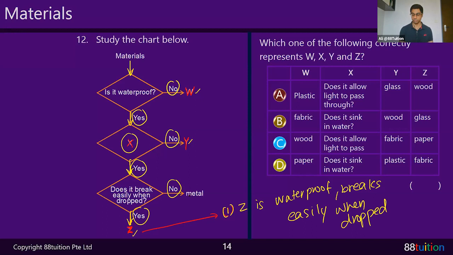So let's go to Z straight away. Go to the answers and focus on Z only. Here, can you see I'm drawing a box? Which one of these satisfies what I wrote down here? Z is waterproof. Fabric is not. Paper is not. Got it? And it breaks easily when dropped. Glass breaks easily, but wood doesn't.